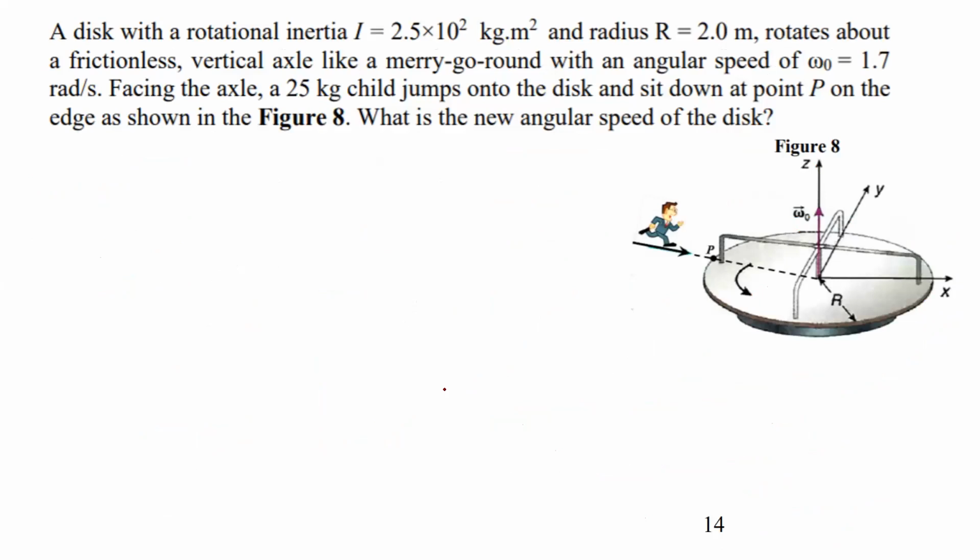Now let's solve this problem here. So here we have a disk, which is like a merry-go-round. This is my disk, and the disk is rotating clockwise or counterclockwise. The disk has a mass m and a radius r, and has a moment of inertia 2.5 times 10 to the power 2 kilogram meter square. So I know the moment of inertia. The axis of rotation is here.